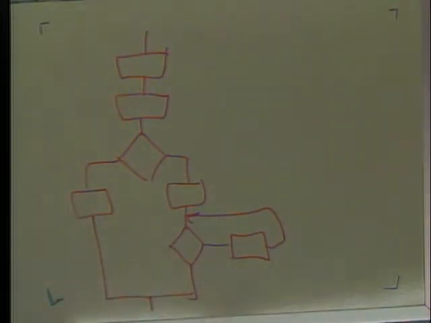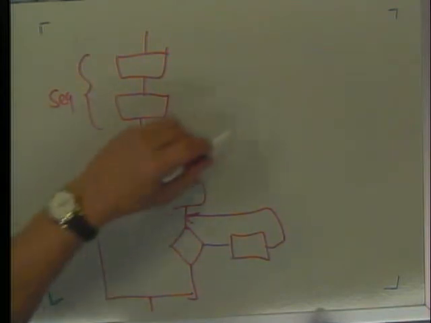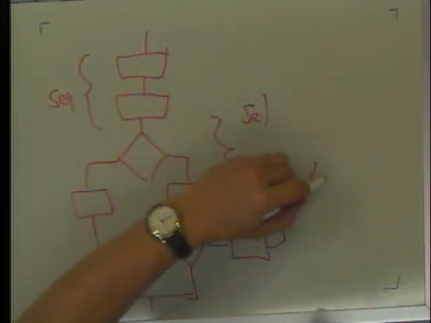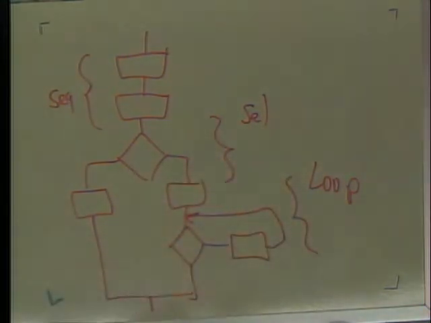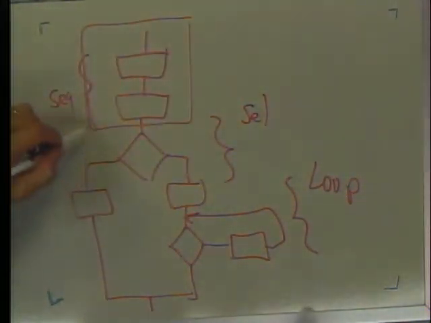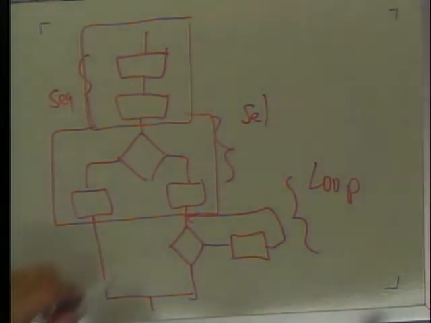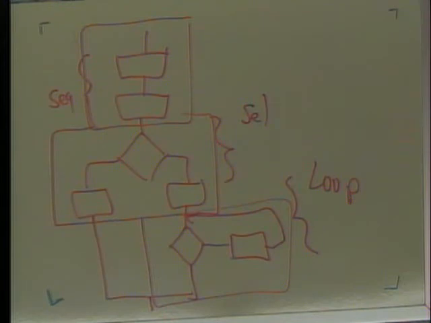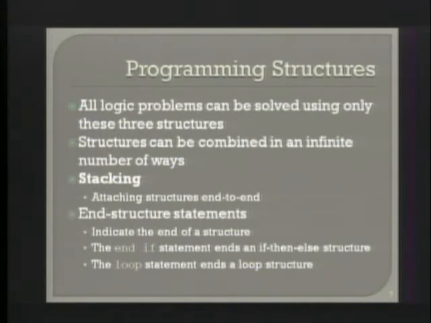and your program will just run and do its thing. But you've got sequence here, you've got selection here, and you've got loop down there, and essentially you're stacking, and you have the sequence sitting here, selection sitting here, and the loop sitting down here. So you're stacking these things on top of each other, and that's what they really mean by stacking. You're combining things together. So all logic problems can be solved with these structures. They can be combined in an infinite number of ways, and stacking them is when you put them end to end.